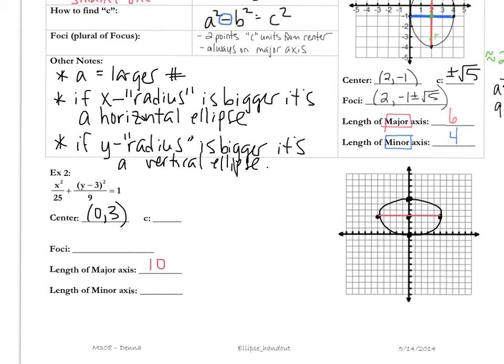Anyways, minor axis. I'm going to highlight that one in blue. That's the smaller axis. And that was up 3 and down 3, so 2 times 3 is 6. Or you could just count by looking at the graph.